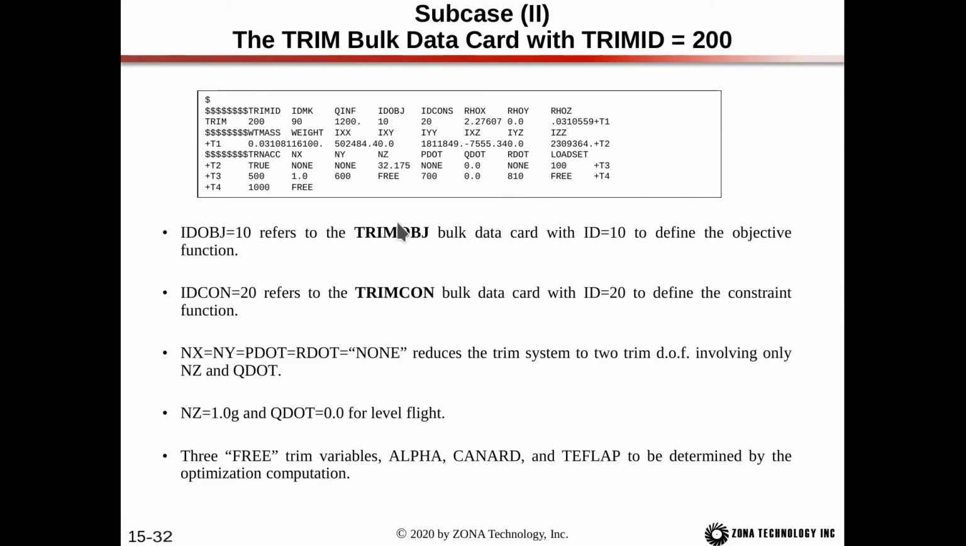And this is the trim card. So now we're referring to the objective and constraint, and then we have 810 is our trailing edge flap, and that is set to be free. And then the remaining, everything else is the same as the previous analysis.